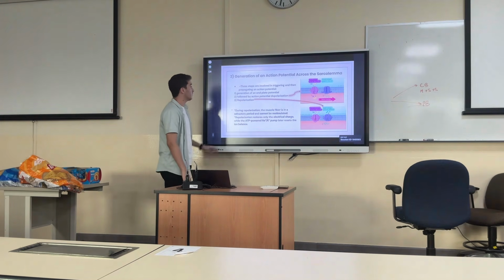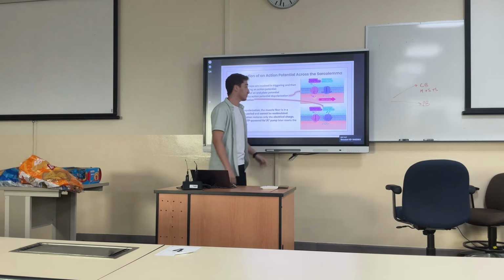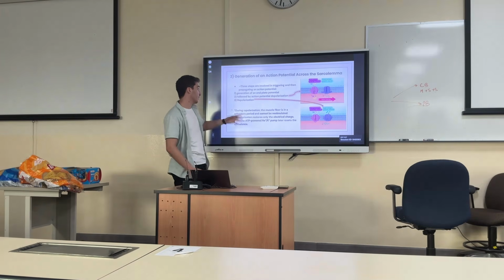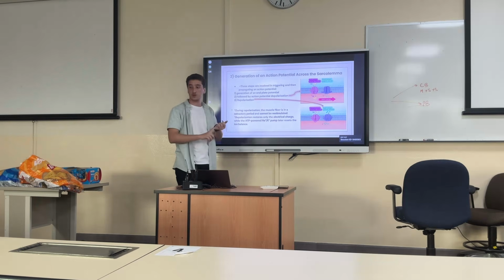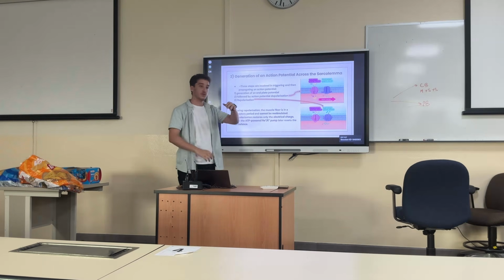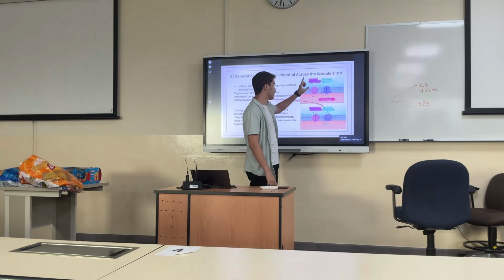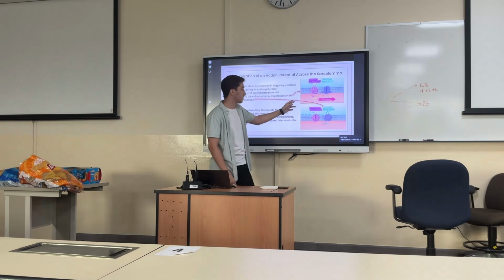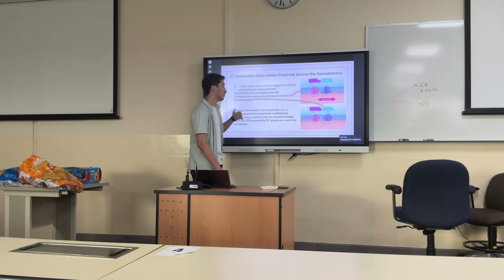For the second point, we have the generation of an action potential across the sarcolemma. We already reached the graded potential, also called the end plate potential. It's the graded potential that's produced by acetylcholine binding, with sodium in and potassium out. This is called the end plate potential, a graded potential. This will cause the opening of the voltage-gated sodium channels. This will produce the action potential, and it will be transported through the sarcolemma until it reaches the T tubules.